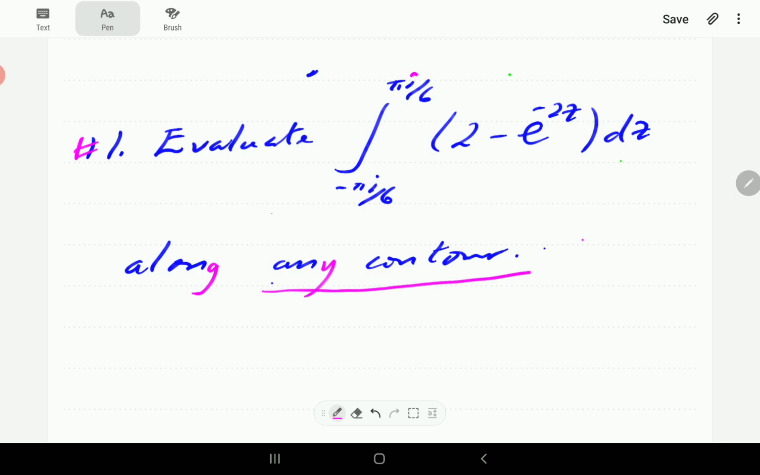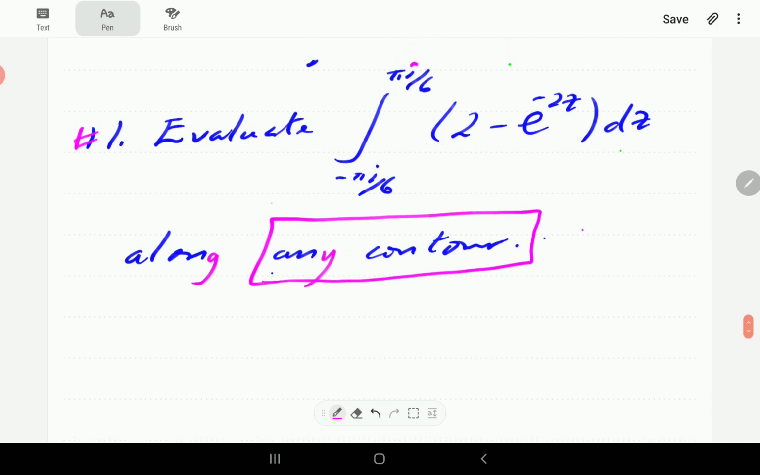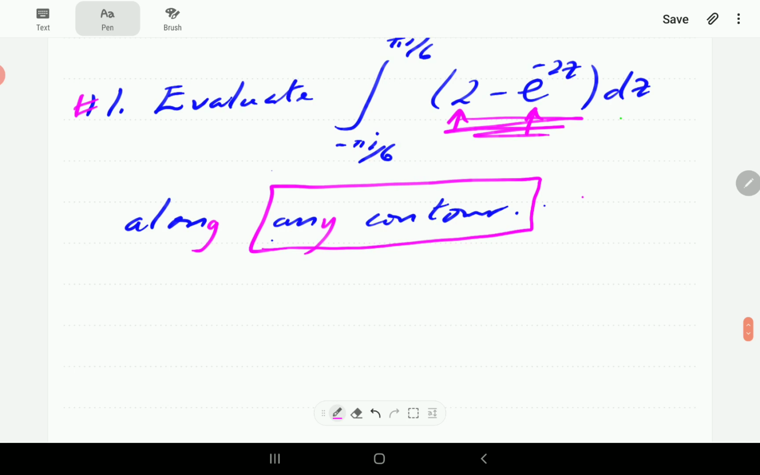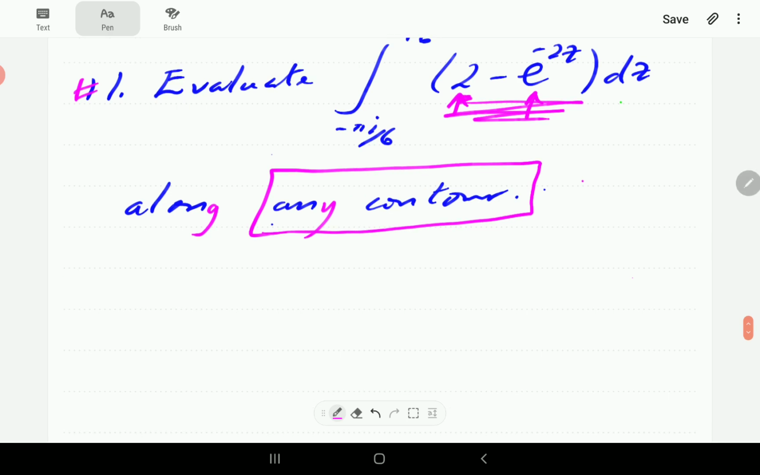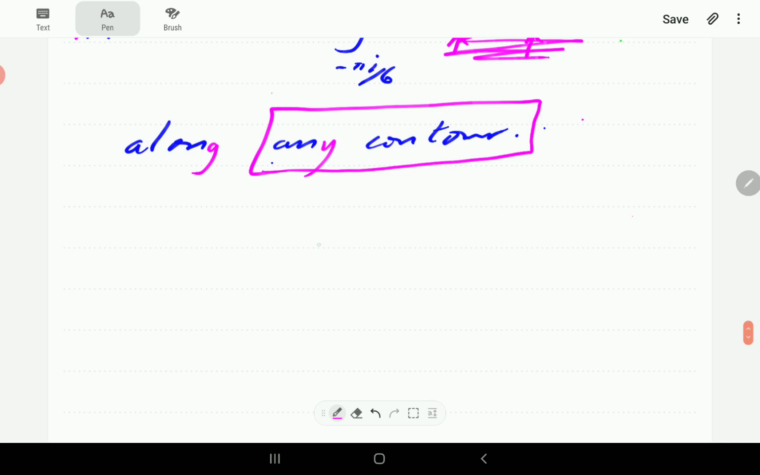Just as a tip, if the question says along any contour, typically it means that the function we're dealing with is entire. It's got no singular points anywhere. So here 2 is not singular anywhere. e to the z is also not singular anywhere. If you remember, sine, cosine, hyperbolic sine, and hyperbolic cosine are the others, or polynomials that are not singular anywhere. Of course 2 here is a polynomial. So it's always useful to make a sketch.